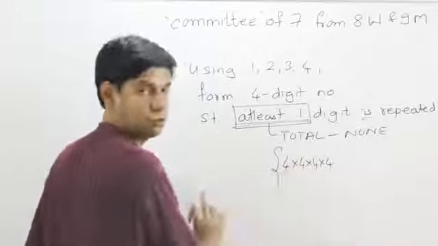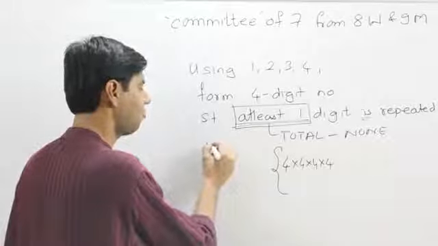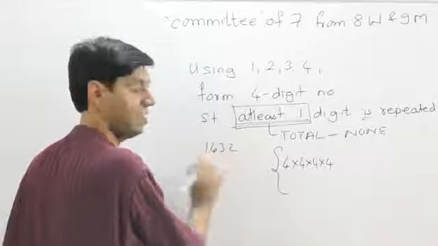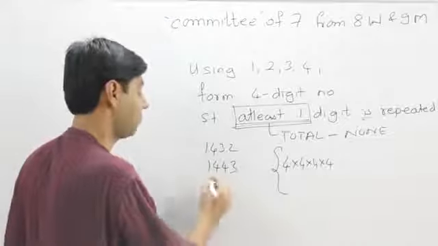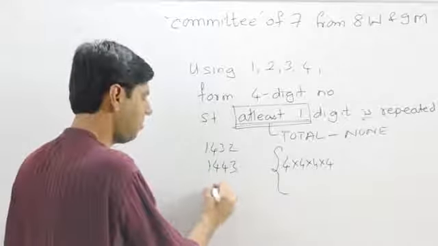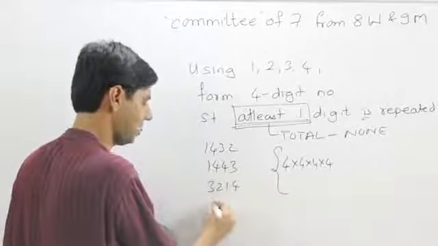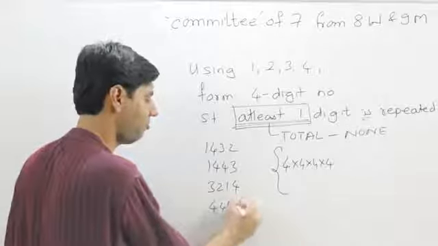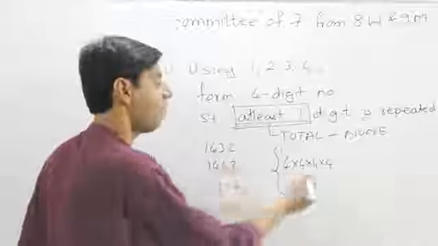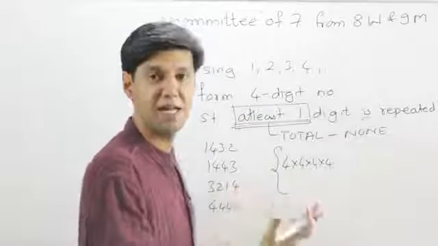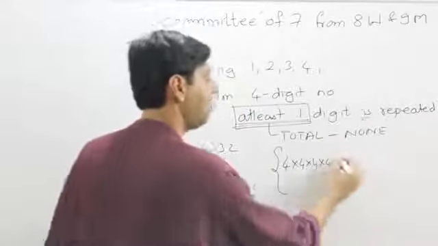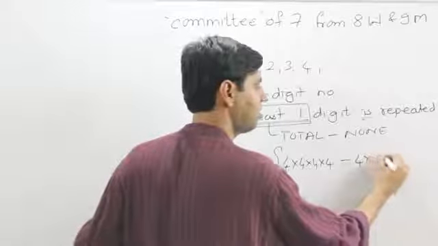So if I look at these 256 numbers, would that include a number like 1432? Yes. Would that include a number like 1443? Pretty much. Would that also include 3214? Yes. Could that also include a number 4444? Pretty much, right? From this, minus none, we want a repetition. What do we mean by none? None means no repetition, and no repetition is nothing but 4 into 3 into 2 into 1.